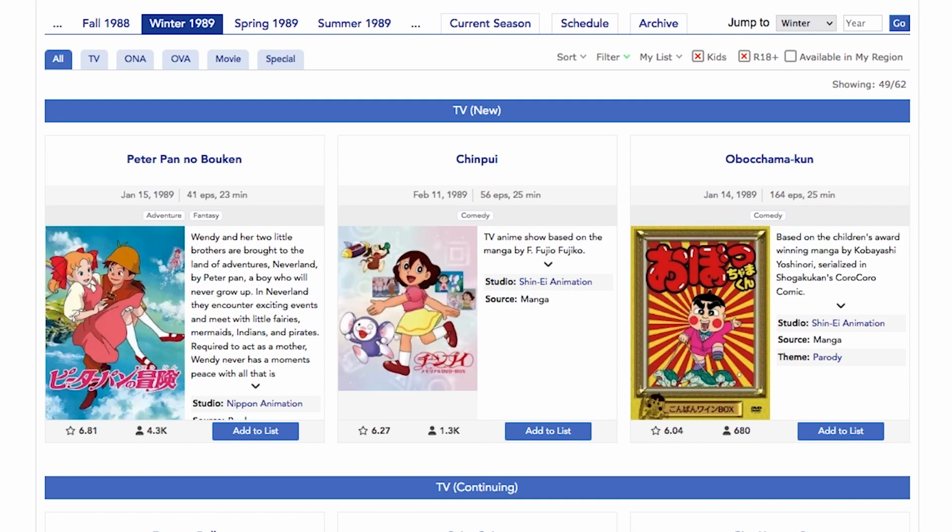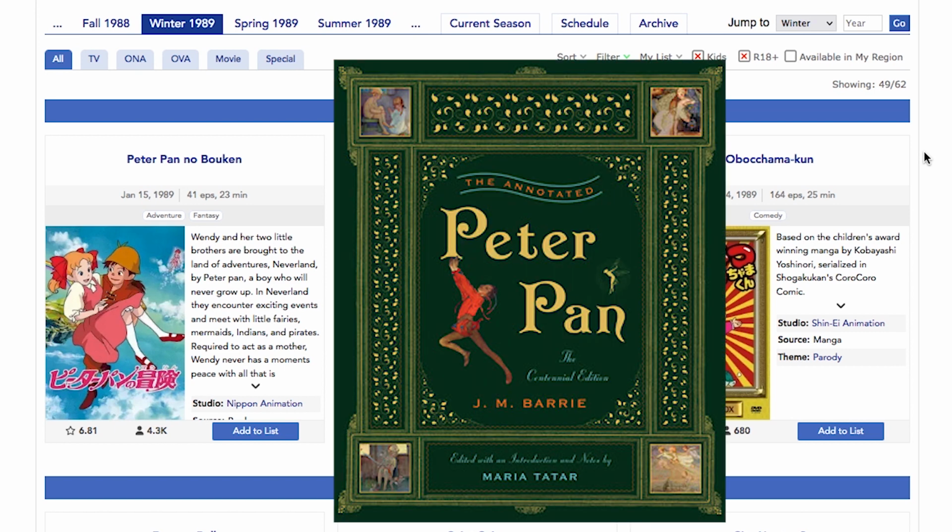Okay, so we begin with the winter season of 1989, and the first thing we begin with is the TV shows. And right away, there's not really anything of particular note in terms of TV shows. There is the Peter Pan TV series here. Again, this is in that era where it's like, hey, there's a book on it, so may as well try to release an anime about that kind of book.